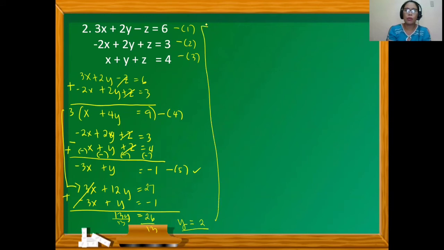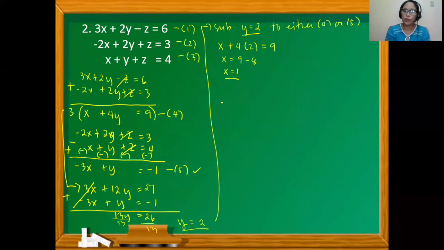Now, we're going to substitute y equals 2 to either equation 4 or 5. So if we're going to use the original equation 4 and substitute the value of that variable, we have x plus 4 times 2 equals 9. So this is x equals 9 minus the product of 4 and 2, so we have 8. So we have x equals 1.